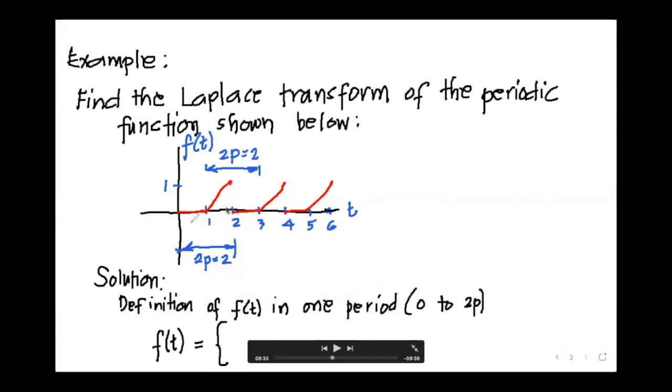So from the interval 0 to 1, you have a function of 0. Then from 1 to 2, you have a line with a positive slope and the intercept is negative 1. So let's write it down. Go. 0 to 1, the value is 0 when t is from 0 to 1.